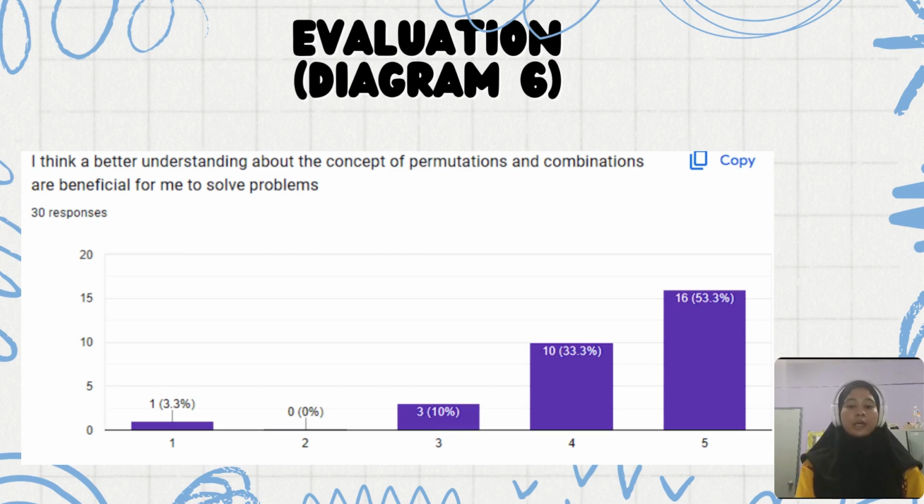Question 5 is, I think a better understanding about the concept of permutations and combinations is beneficial for me to solve problems. Based on diagram 6, 16 out of 30 respondents fully agree that a better understanding about the concept of permutations and combinations is beneficial for them to solve problems, followed by 10 out of 30 respondents. However, 3 out of 30 respondents felt undecided. Meanwhile, only 1 out of 30 respondents fully disagreed with the statement. Hence, many agree that the video provides them a better understanding about the concept of permutations and combinations, which is beneficial for them to solve problems.